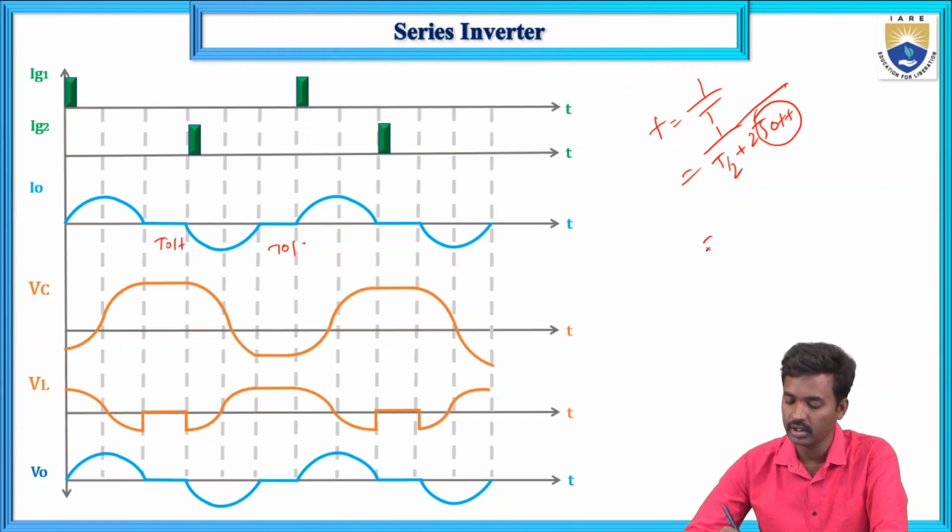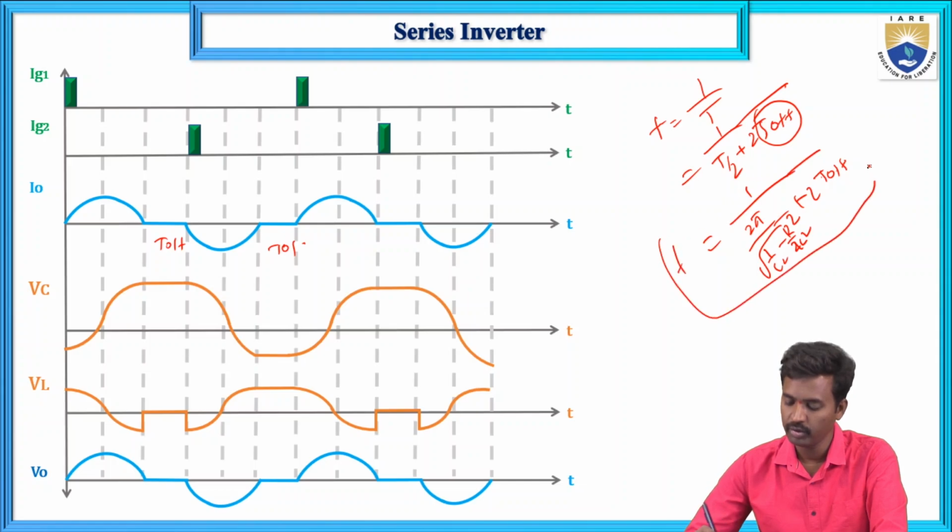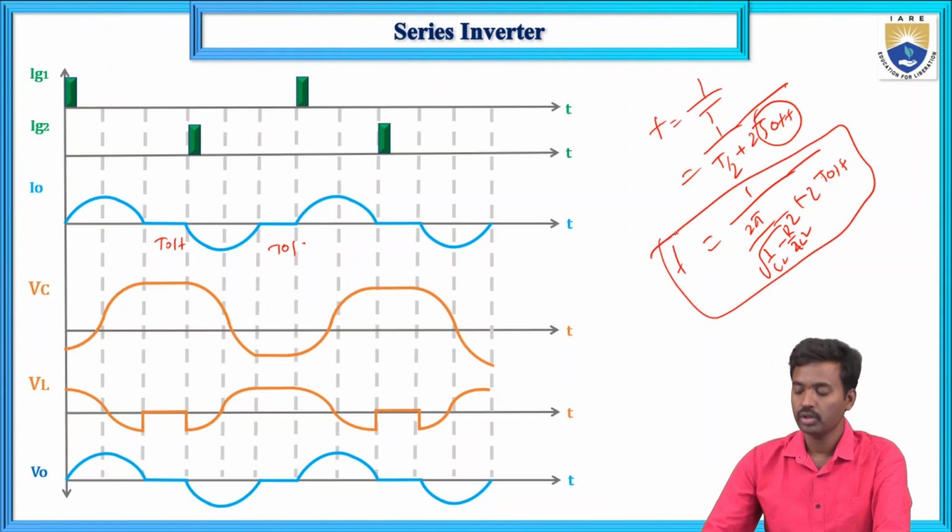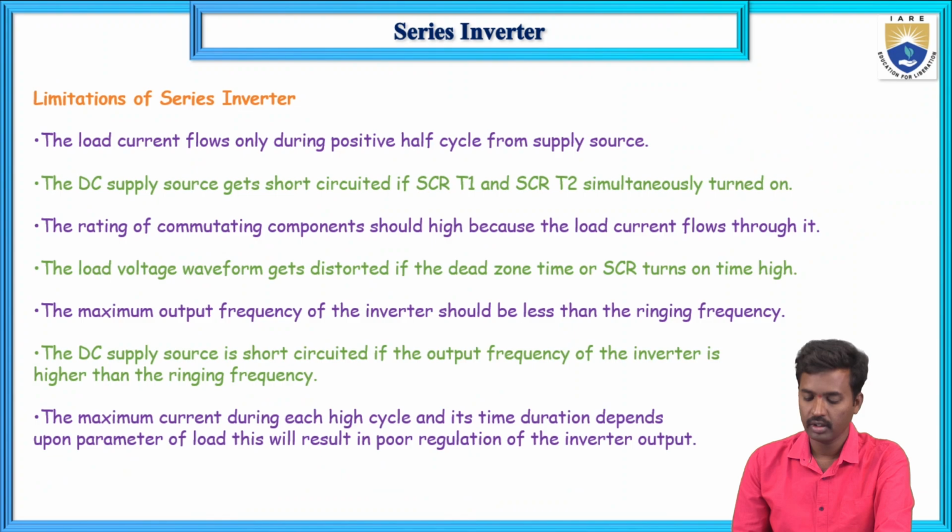So now this equals T by 2 pi, where this is the square root of 1 by LC minus 1 by 4 R square L square, plus 2 into T off. So that is the formula for maximum frequency. Now, the next topic.